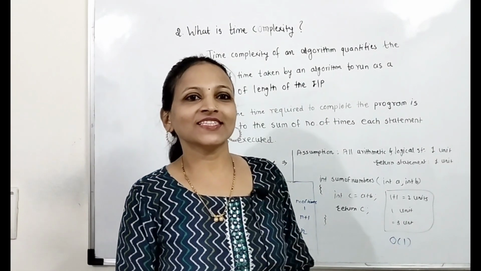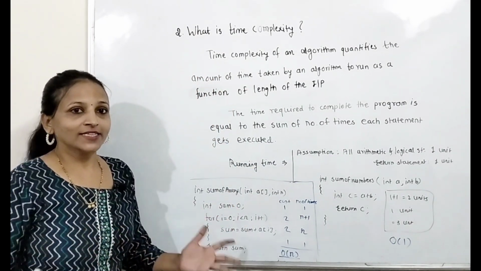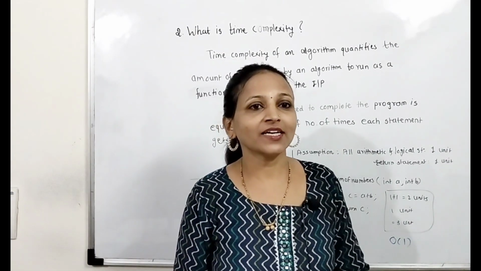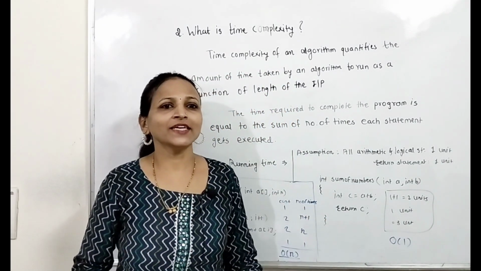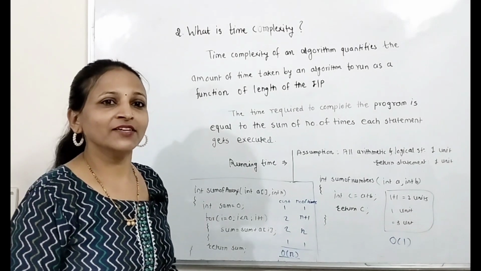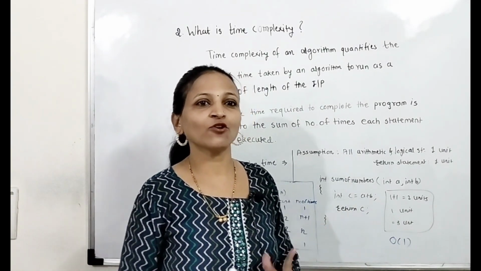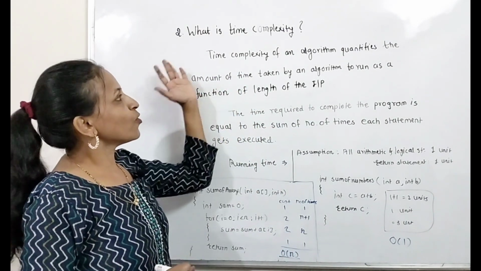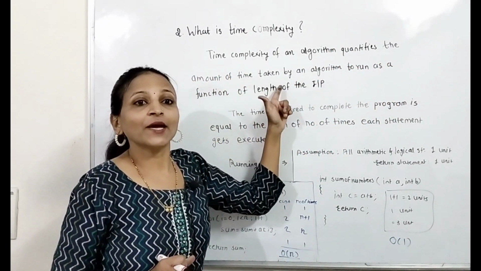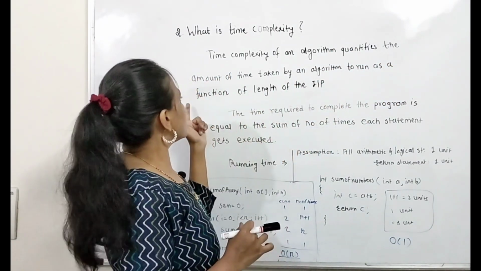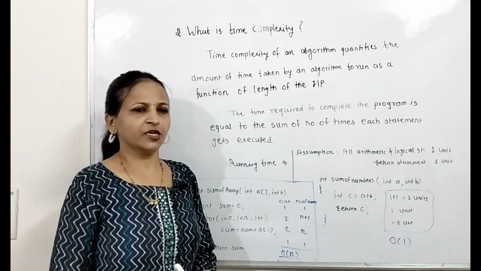What is the time complexity of an algorithm? We have already seen that space complexity is the space required for an algorithm to execute. The same thing applies here. In the case of time complexity, we have to compute the time requirement of an algorithm. The time complexity of an algorithm quantifies the amount of time taken by an algorithm to run as a function of the length of the input.